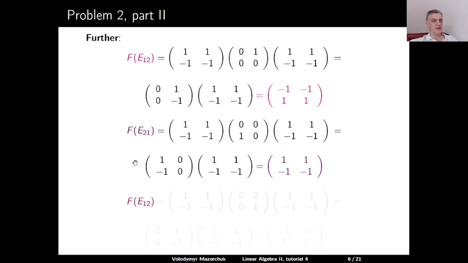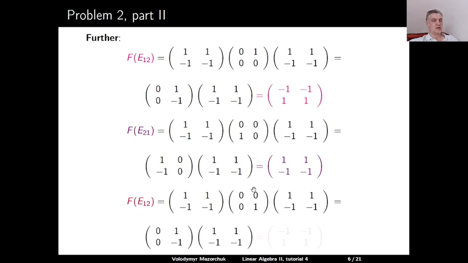And finally, let us compute F applied to E22. So we have the product of A times E22 times A. And this is equal to the following matrix. First we multiply A with E22. We will get 0, 1, 0, minus 1. And now we multiply this matrix with A again, and we get minus 1, minus 1, 1, 1.